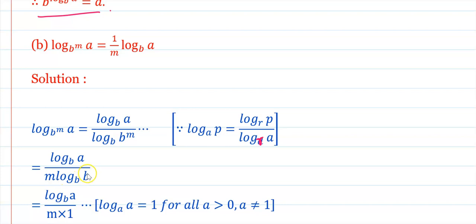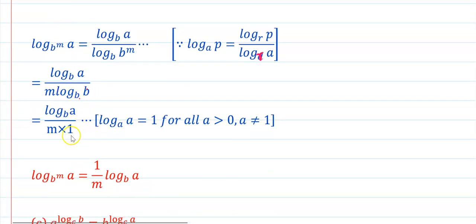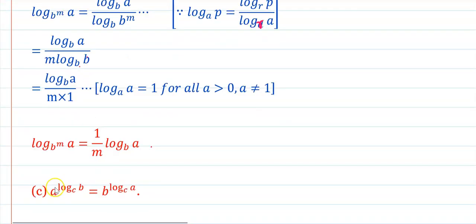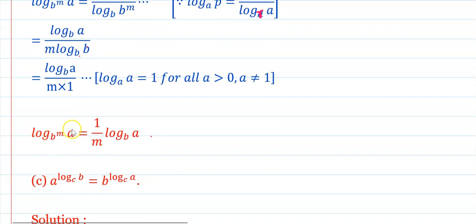But log of b to the base b, त्याची व्हॅल्यू किती? That is 1. By using the rule, log of a to the base a is 1 for all a greater than 0 and a is not equals to 1. म्हणजेच काय? log of b to the base b ची व्हॅल्यू किती आली? तर 1 आली. Therefore, log of a to the base b upon m into 1. And hence, you will get 1 upon m log of a to the base b. And hence, log of a to the base b raised to m is equals to 1 upon m log of a to the base b.